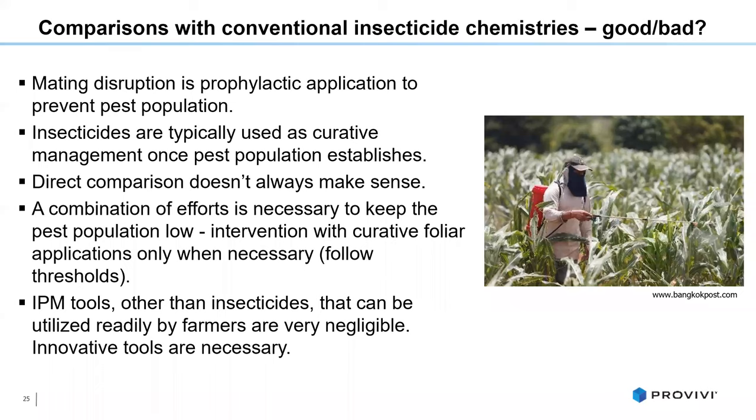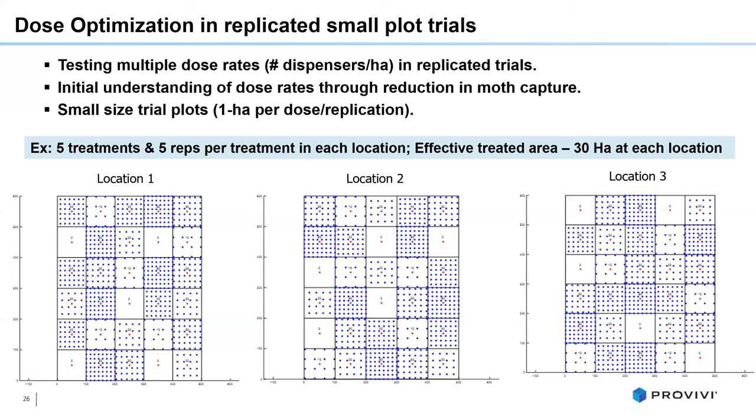And then what we do is we start looking at the first few trials, what we call dose rate optimization. Dose rate optimization is nothing but, if we are looking at a biological insecticide or a synthetic insecticide, we talk about dose rates as ml per hectare or gram AI per hectare. In a similar way, we talk about dispensers per hectare. So we start looking at multiple dose rates in replicated trials to understand the dose rates for reduction in moth capture. So these are done in small size trials.